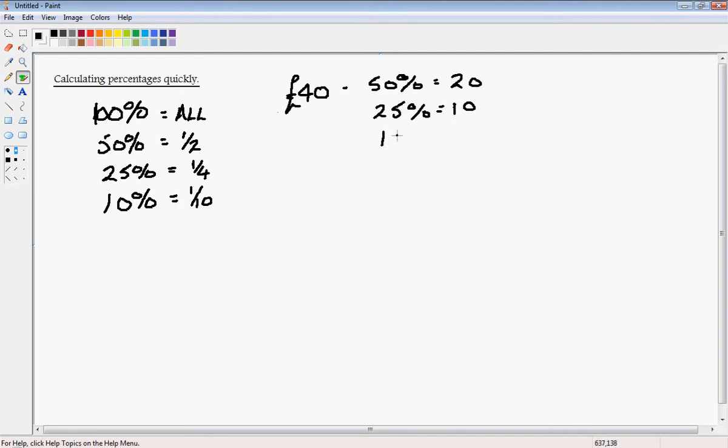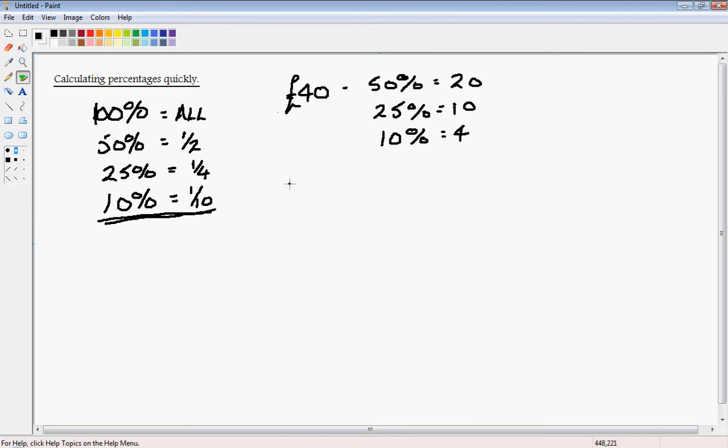Now if we wanted to find 10% of that 40, we would find 1/10. So we would divide 40 by 10, and 10s into 40 goes 4. So 50%, 25% and 10%, very easy. We're just dividing by the fraction on the bottom. Now this 10% is what will help you find pretty much everything.